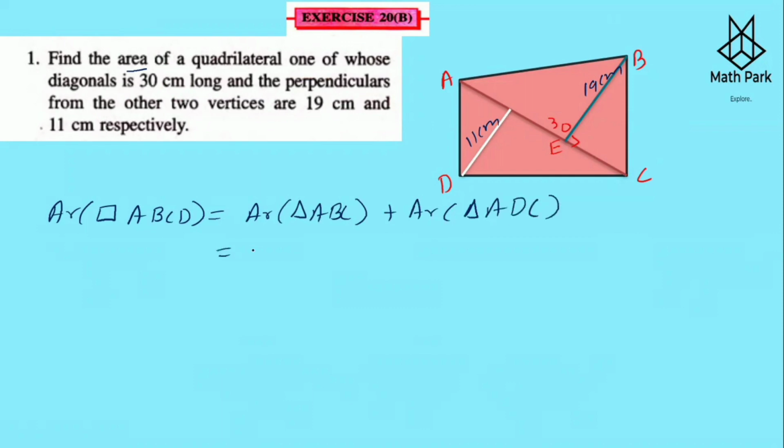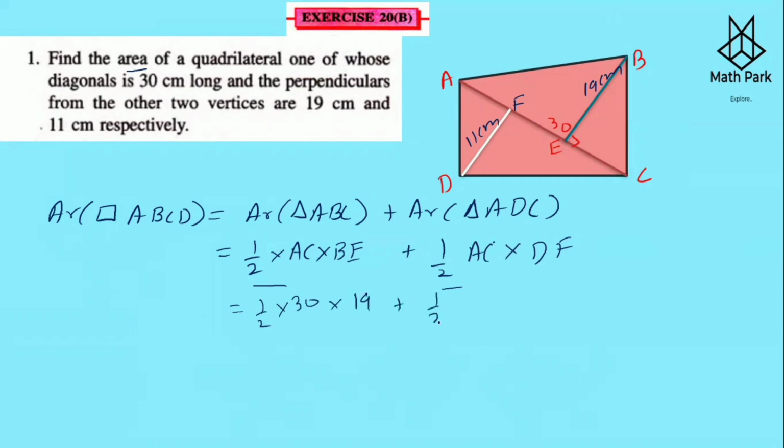Now, area of triangle ABC is half AC into BE, plus half AC into DF. Wherein this half AC is common, so we will first put the value. So we have half of 30 times BE, which is 19, plus half of AC, which is again 30, times DF, which is 11.